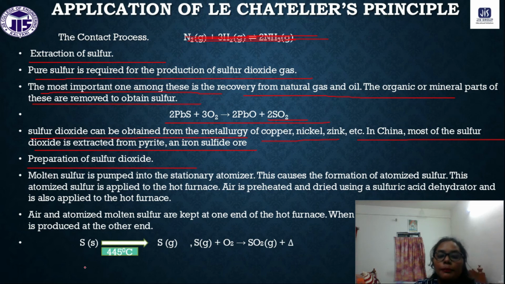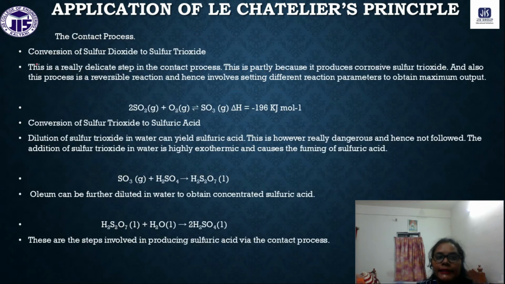So generally what will happen, the sulfur solid to sulfur gas, first of all we are converting by applying some heat, that is 445 degrees centigrade we require, and from that gaseous material we can convert it with the help of oxygen into sulfur dioxide. Air and atomized molten sulfur are kept at one end of the hot furnace, and it will convert into sulfur dioxide.